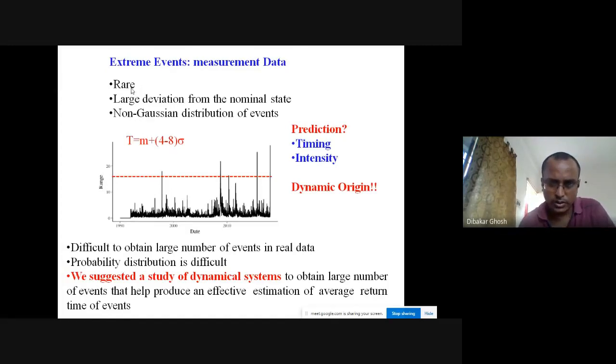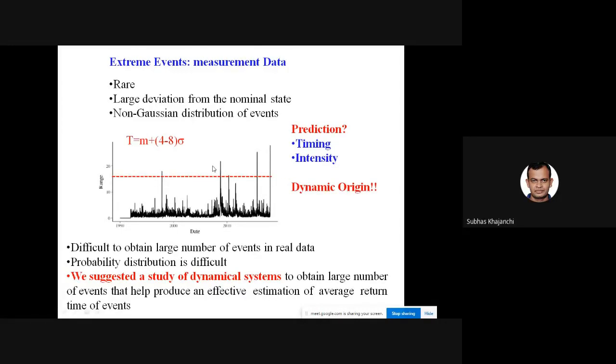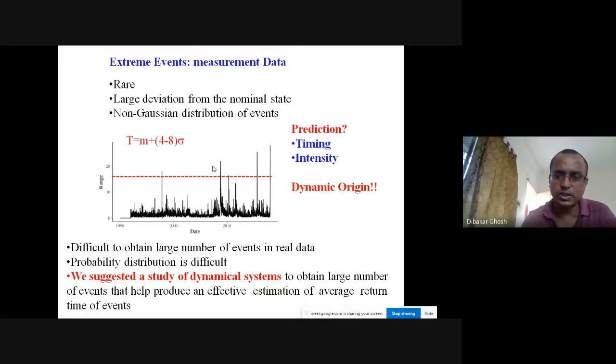So I show here a schematic diagram of some data from 1990 to 1980. Here we show the red curve, which we call a threshold. I will discuss a couple of slides later what is meant by this threshold, the XT event threshold. You can see that only some of the events cross this threshold. Only 5 events are crossing this threshold. The events which cross this threshold we call XT events.